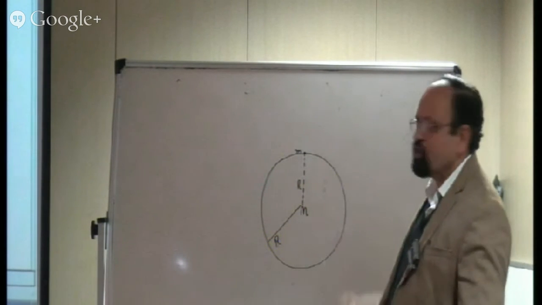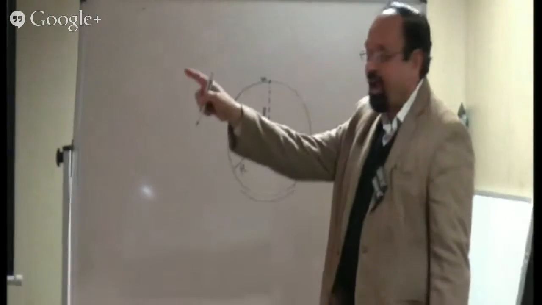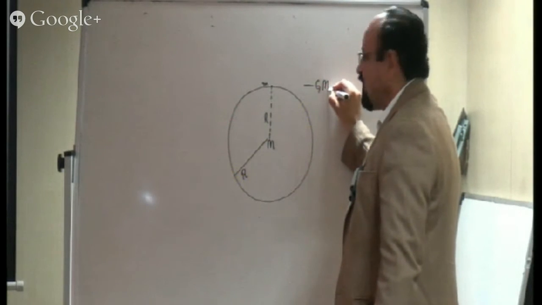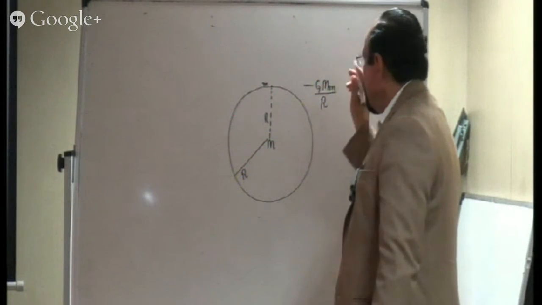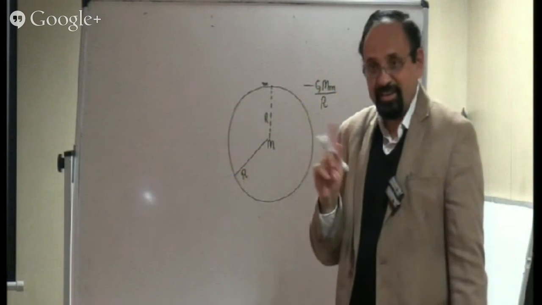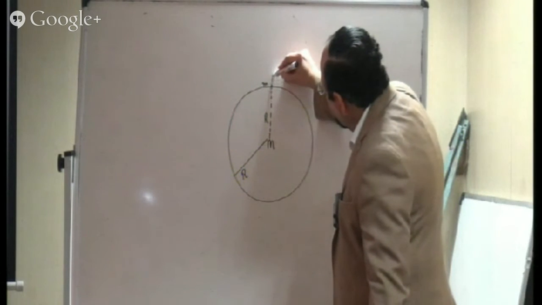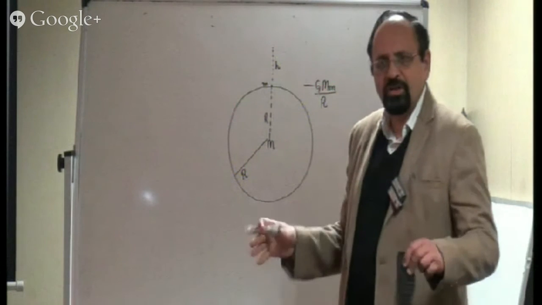How much is the potential energy of this small m? According to the basic equation which I have there, it is minus G times mass of the earth, mass of the body, divided by R. Agreed? Not R square, it is R only. If I take this body to some height, small or large, let's not go into that detail.